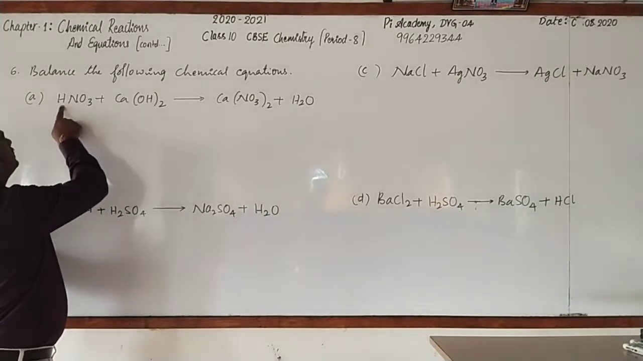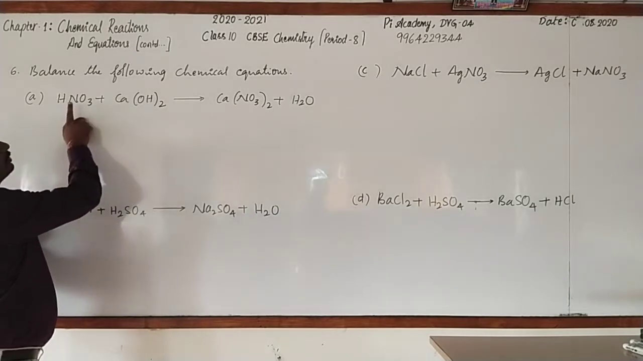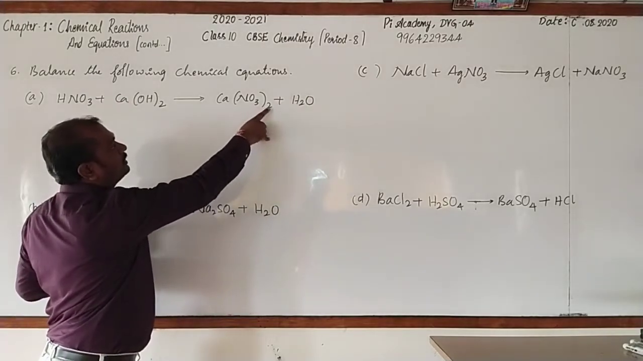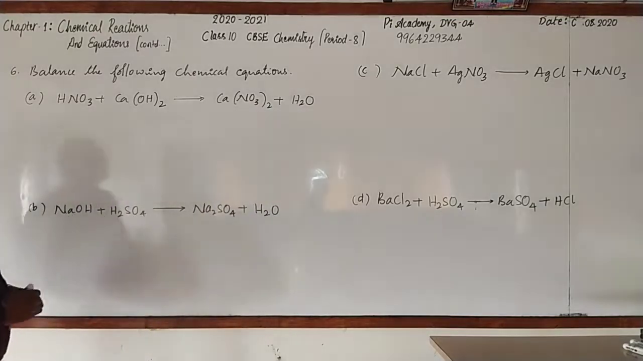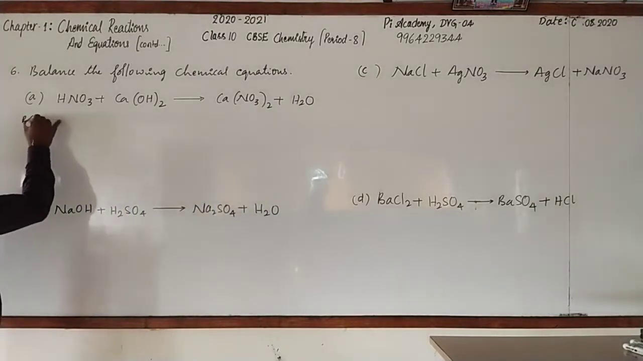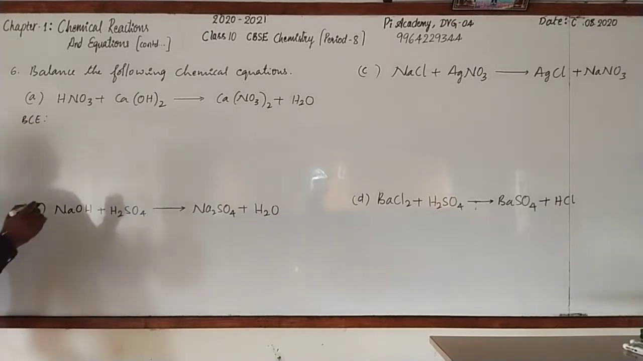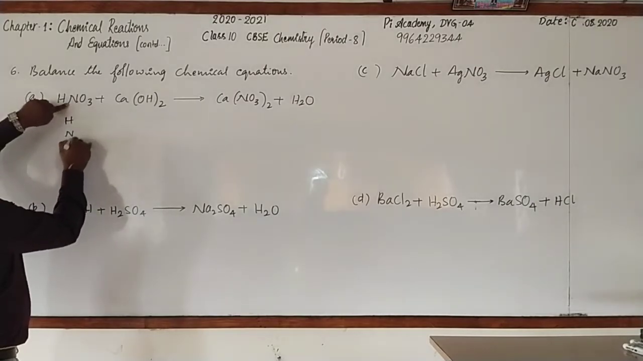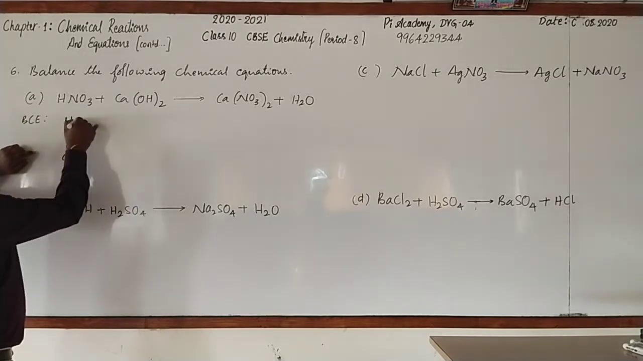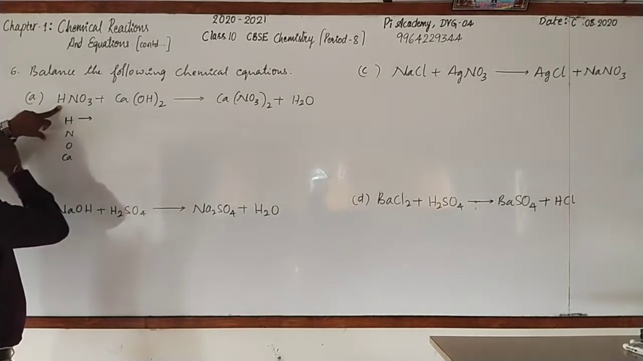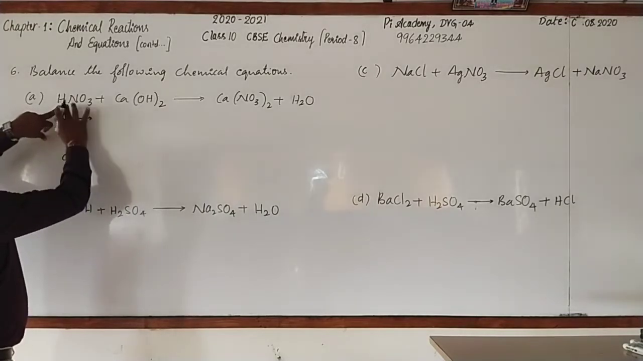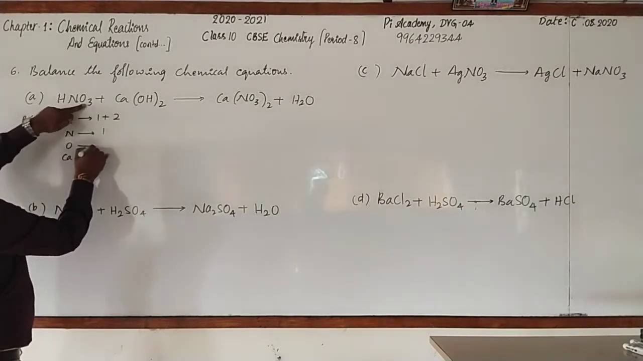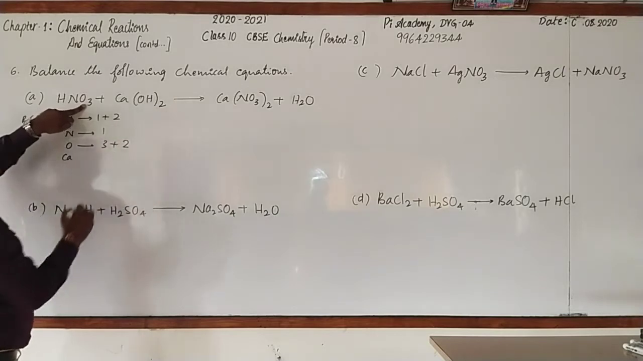Which one? Here H 1 plus 2, 3. Nitrogen 1, oxygen 3 plus 1, 4, calcium 1. But here you count, it is oxygen. 2, 3s are 6. 6 plus 1, 7. Anyhow, to balance the chemical equation, let's follow the hit and trial method. Here, the elements involved are hydrogen, nitrogen, oxygen, and calcium. Right? Then, how many atoms of hydrogen are there on the reactant side? 1 here plus 2.